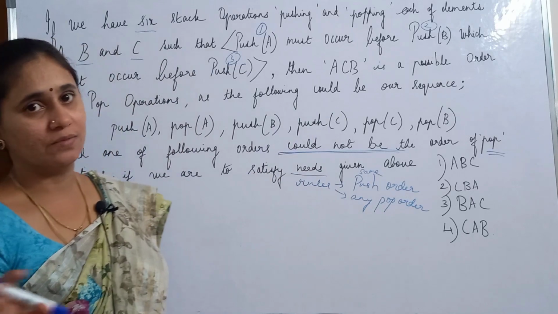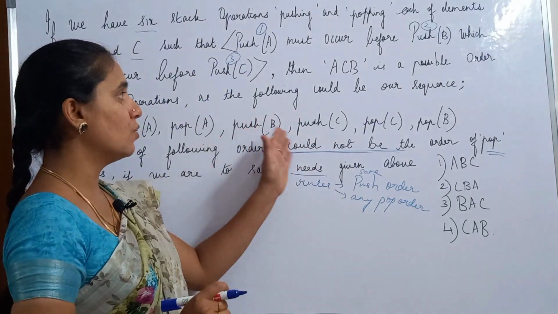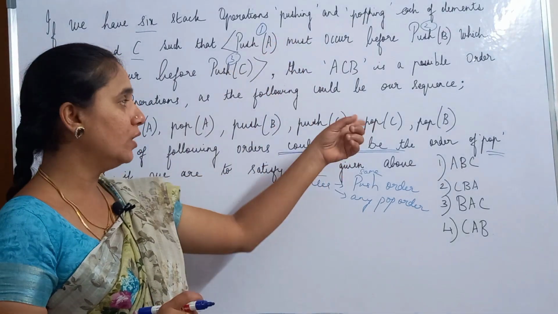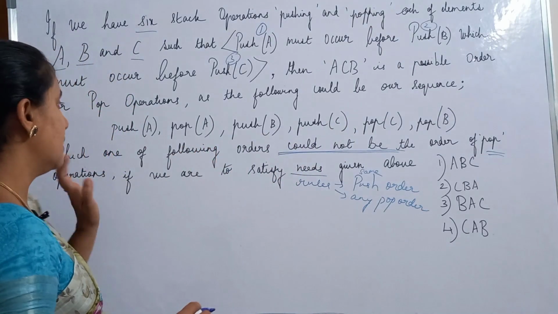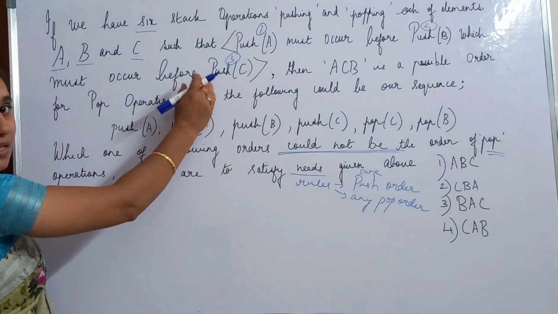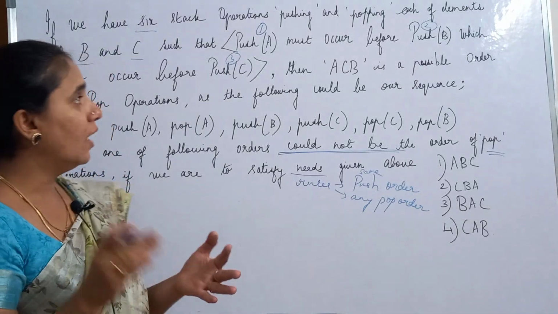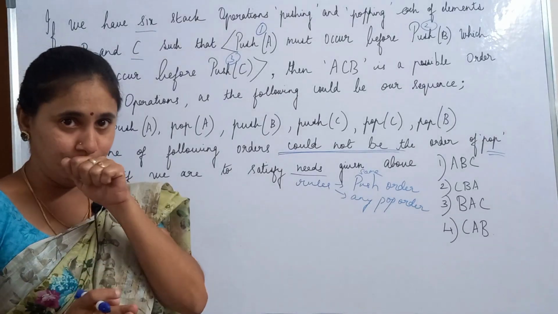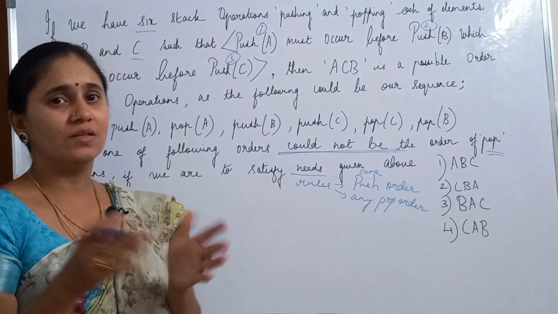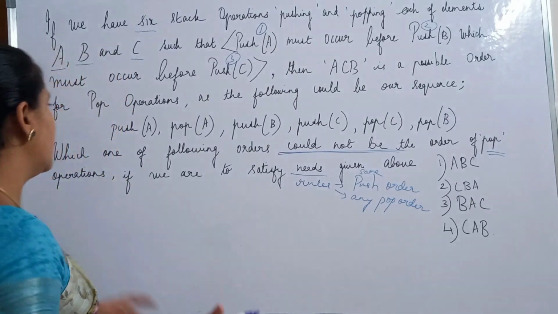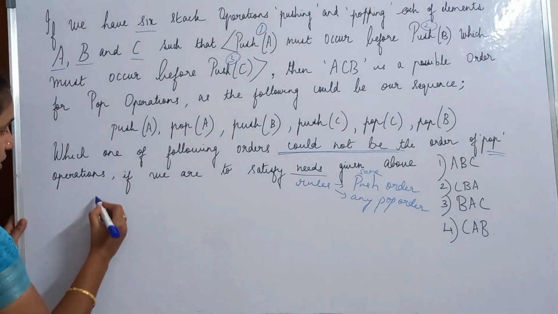This is the condition. So first we will solve what is being given in the question. One example is being given. For example, please understand, this is the push order. A should come before B, and B will be coming before inserting C. This is the order. So now we will implement it.